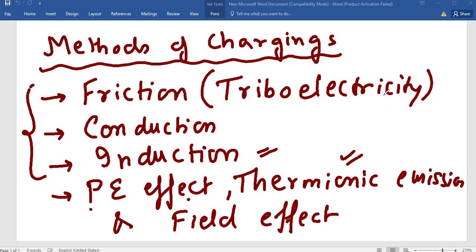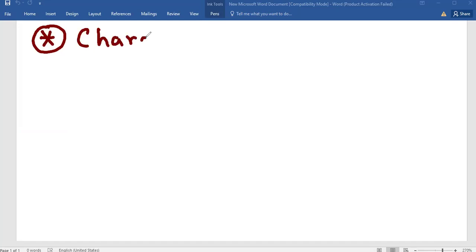Then we will go to friction methods of charging. Yeah, I have written down. Fine. Now we will look into the charging by friction.